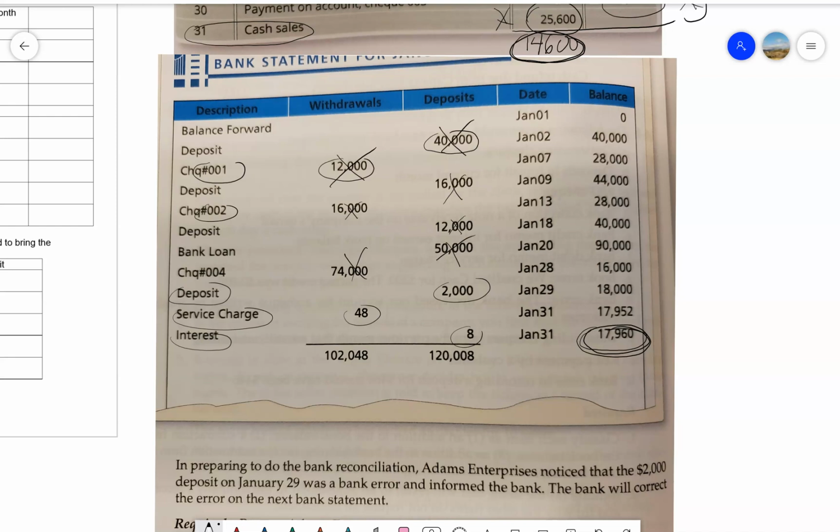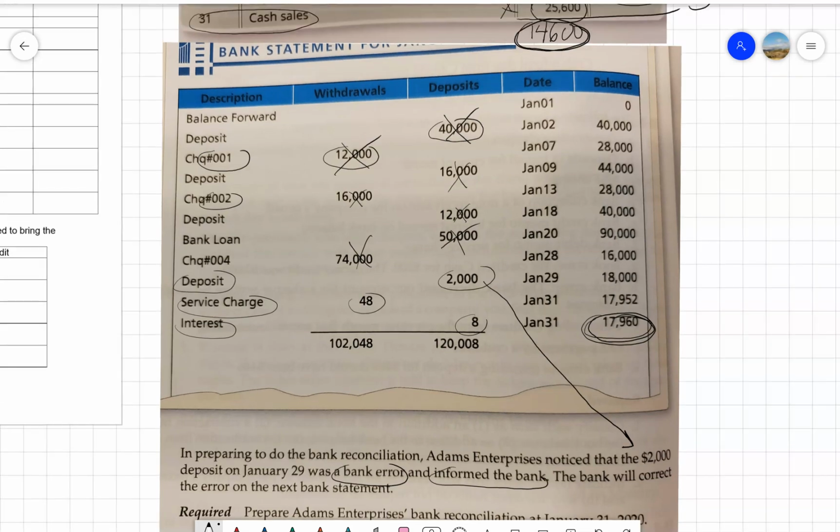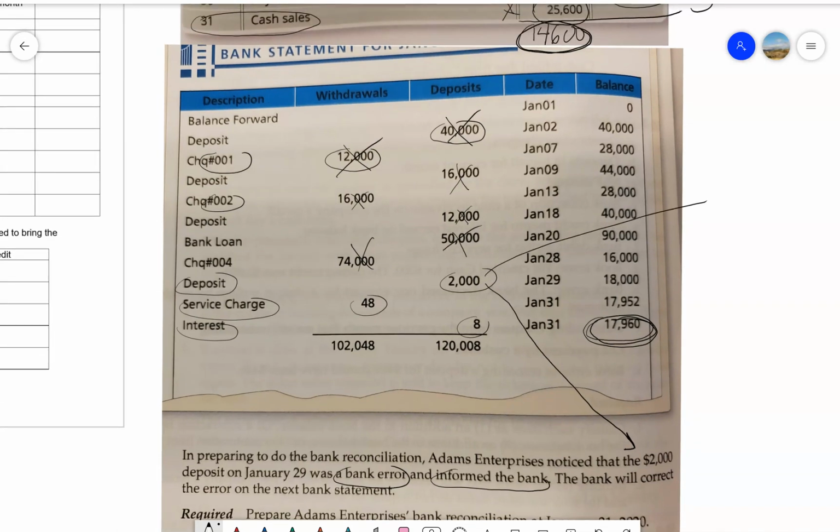Now, this $2,000 deposit, if we look at the additional information, it's talked about in the question. We noticed that this $2,000 deposit was a bank error, and we told the bank, and they said they'll correct it next month. Now, the thing about bank errors is that errors get corrected on the same side of the bank reconciliation. So if the bank made the error, we're going to have to correct that on the bank side of the bank reconciliation.